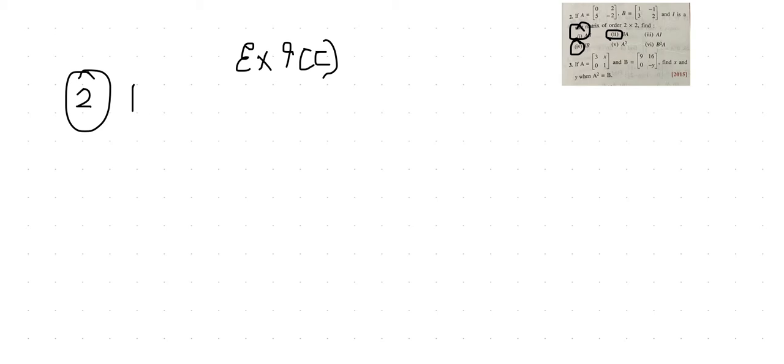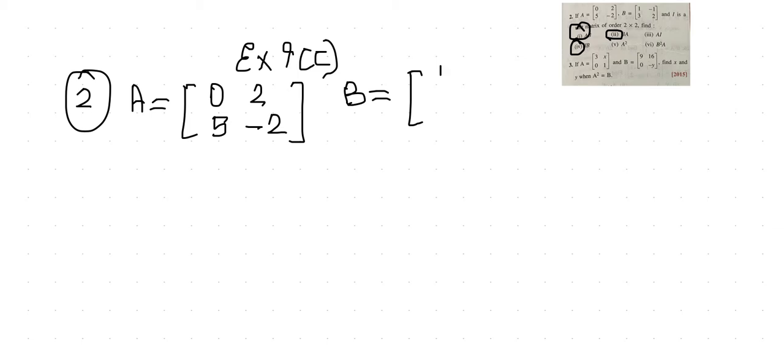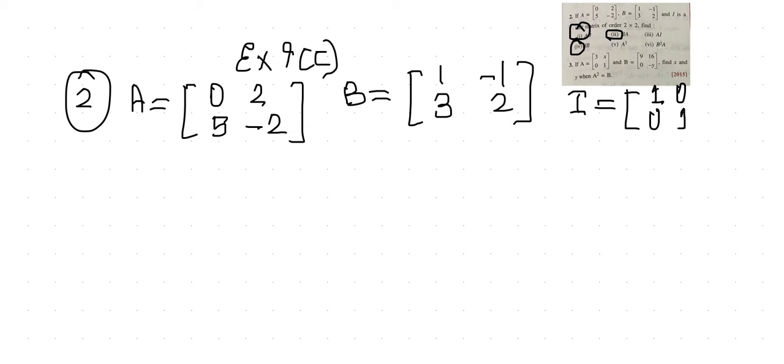See, A has been given as 0, 2, 5 and minus 2. And what about B? B has been given as 1, 3, minus 1 and 2. Okay, and if I is the identity matrix, children, then you must be knowing that this is equal to 1, 0, 0 and 1.